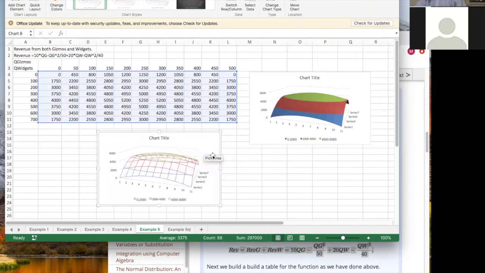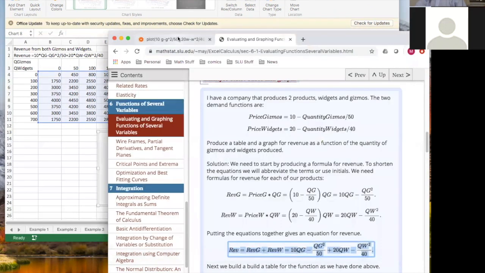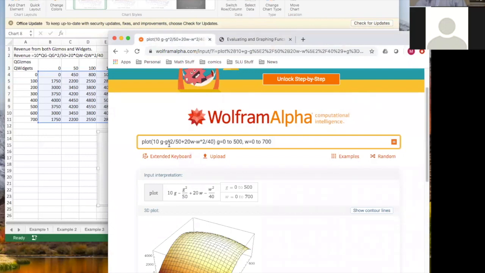Excel is not the best 3D grapher. So instead, what we want to look at when we're doing something with Excel and want to see a graph is we're going to go to Wolfram Alpha and tell it to plot the same function, giving it the G and W, and we see a nice wireframe from that. So this gives us a way of seeing a wireframe, which helps us see: is this a maximum or a minimum? Thank you.